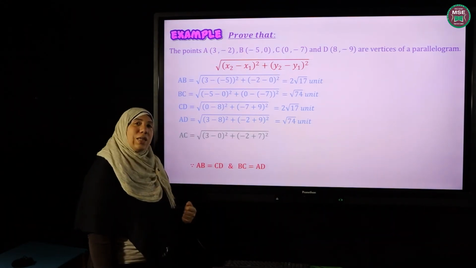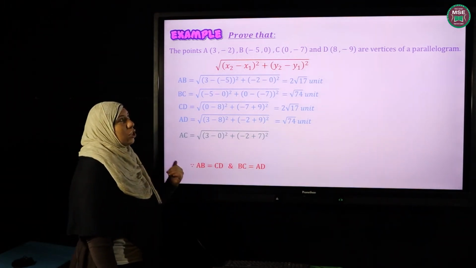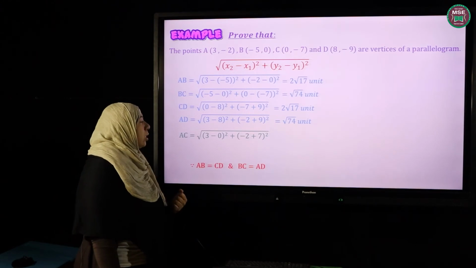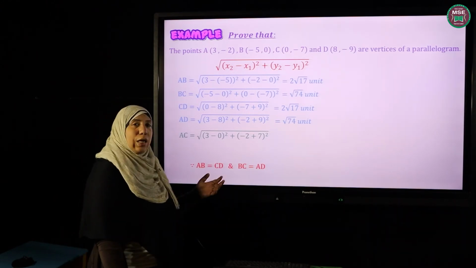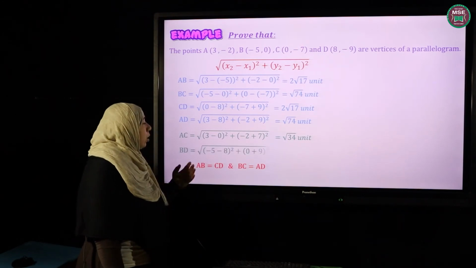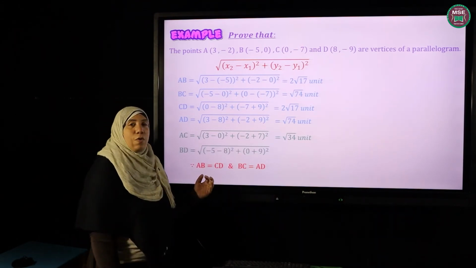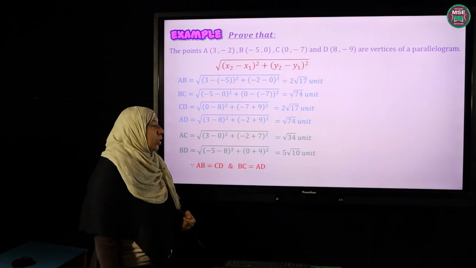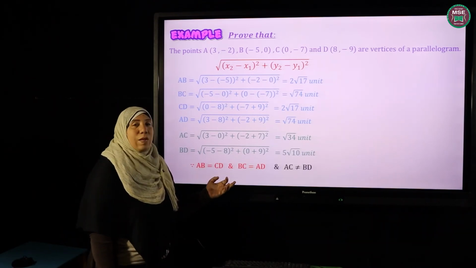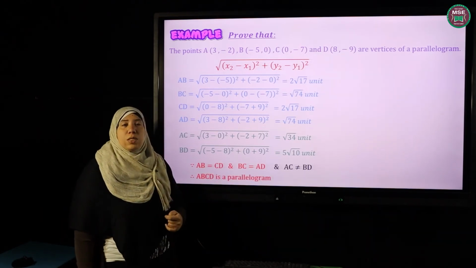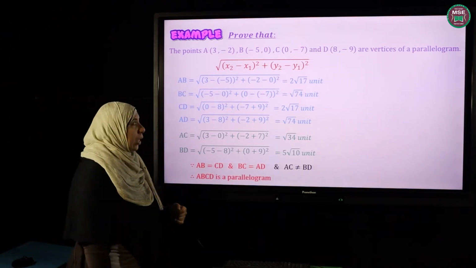But I have to find the diagonals to know whether it is a parallelogram or a rectangle. AC equals root of (3 minus 0) all power 2 plus (negative 2 plus 7) all power 2, which equals square root 34. And BD, negative 5 minus 8, 0 minus negative 9, equals square root 10. So if you found that the two diagonals are not equal in length, therefore ABCD is a parallelogram.